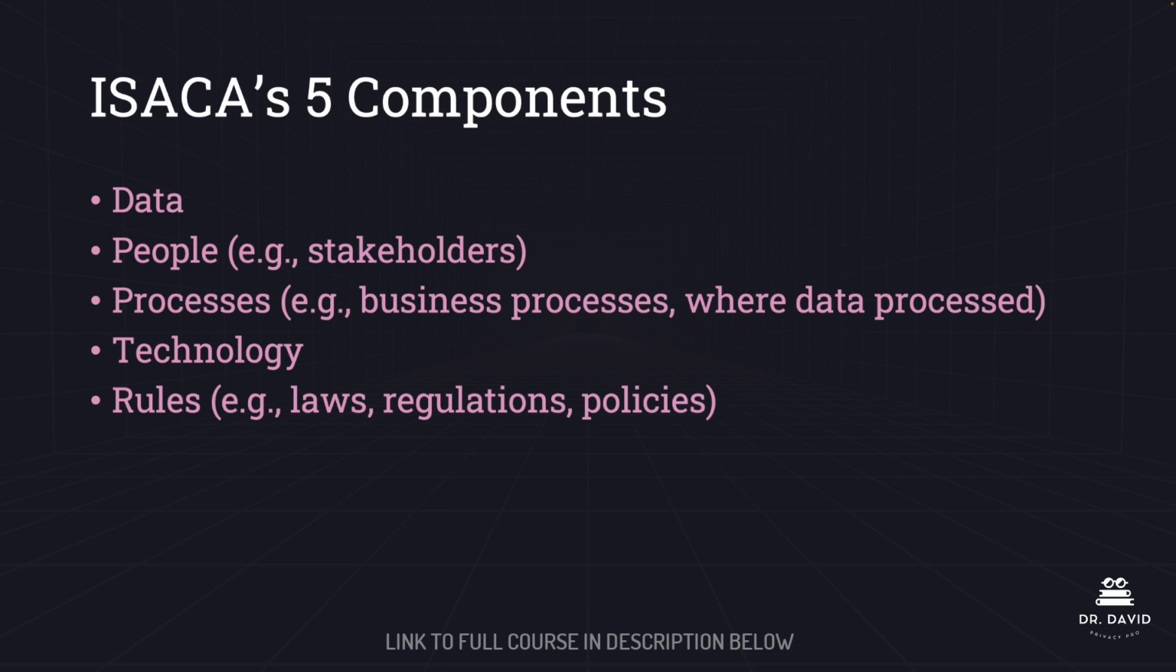Data should be very clear. We want to know what data we're protecting. As far as people goes, who are the different stakeholders that need to be involved in privacy governance? When it comes to processes, we want to know what the business processes are. How is data collected? How is it processed? Where is it stored? How is it protected? With regards to technology, we're thinking about the technology that's being used to collect, process, maintain, and safeguard data. And then finally, with regards to rules, we're thinking about the laws, regulations, and policies for our applicable jurisdictions.